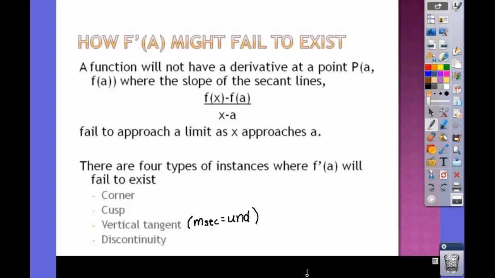If any of these 4 occur, then the graph does not have a derivative at that occurrence. It doesn't mean it doesn't have a derivative anywhere. It just means it doesn't have a derivative at that particular occurrence. So this graph would be differentiable on its domain except at the tip, wherever the bird feet are.